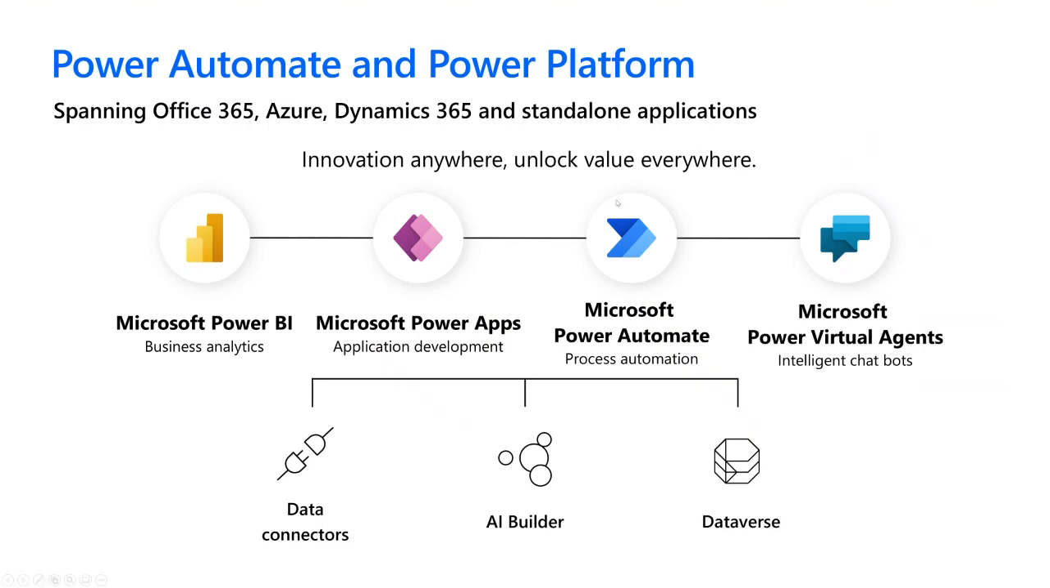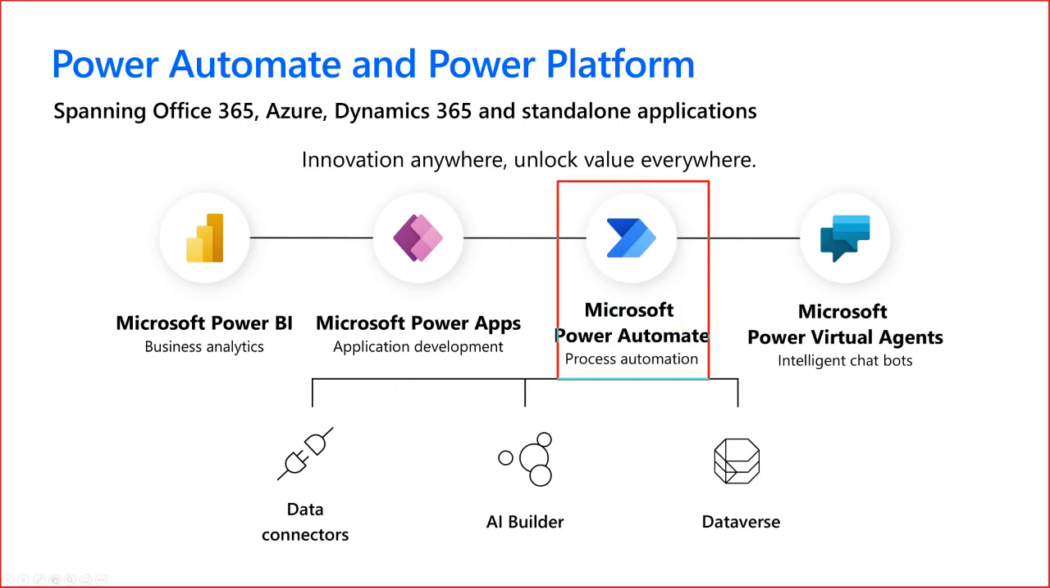Now, on the platform, there's 4 different products that make it up. One of those is Power Automate, and I'll come back to talk about Power Automate. But we have Power BI for business analytics, Power Apps for rapid application development in a no-code, low-code environment, and then Power Virtual Agents for creating intelligent chatbots with little to no code.